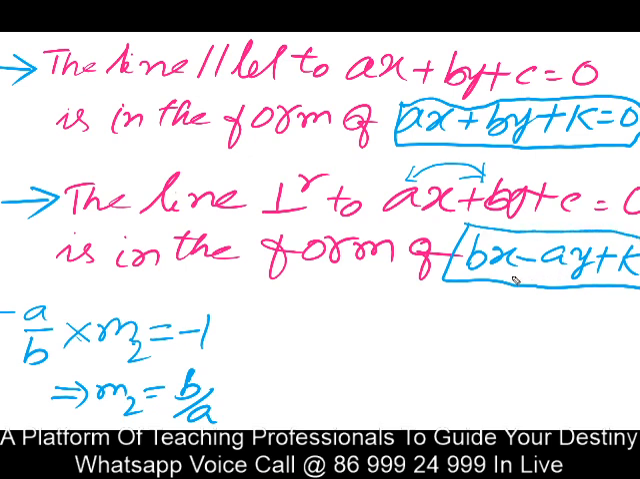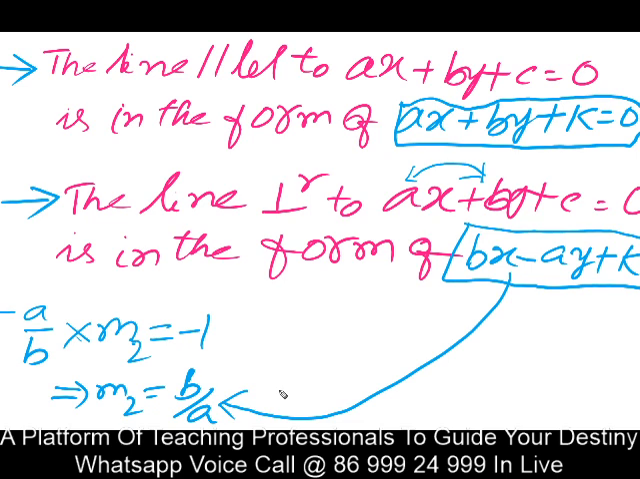So what is the slope of it? It is b by a. Just check it out. It is b by a. So the line parallel to ax plus by plus c equal to 0 is in the form of ax plus by plus k equal to 0. The line which is perpendicular to the line ax plus by plus c equal to 0 will be in the form of bx minus ay plus k equal to 0.